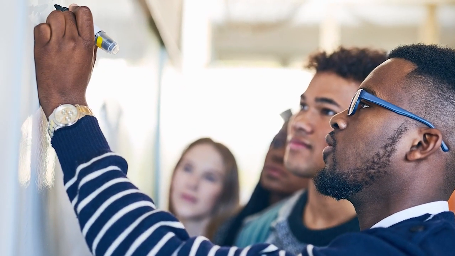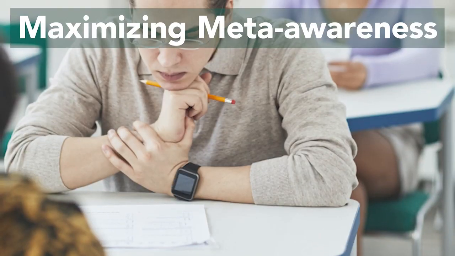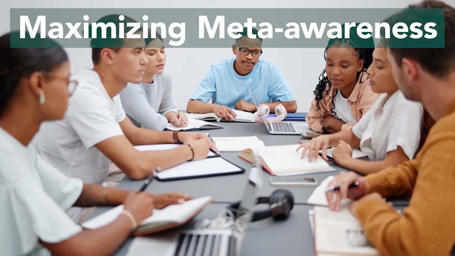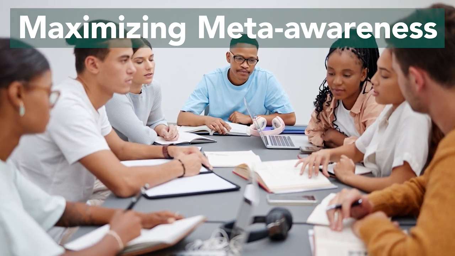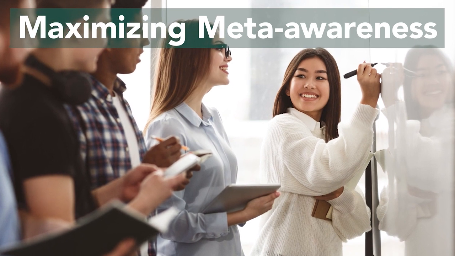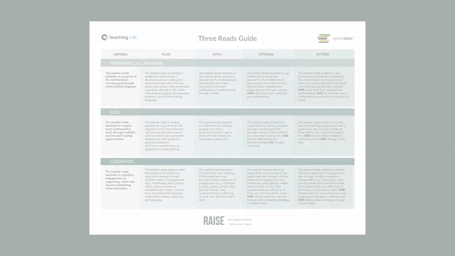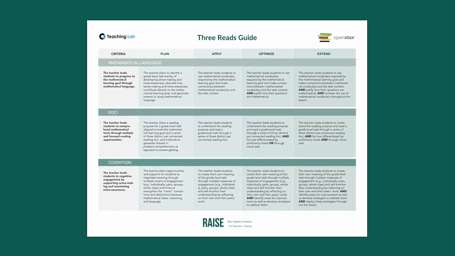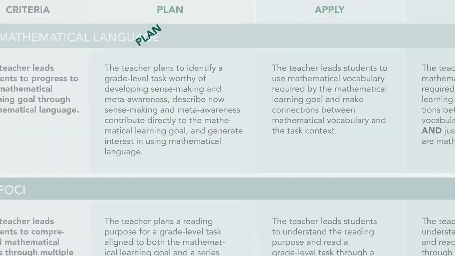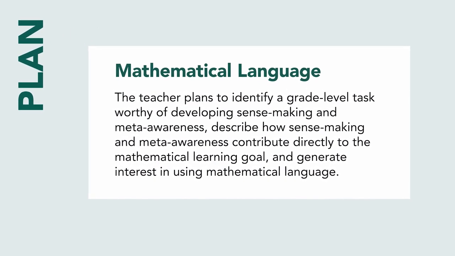Concurrently, we facilitate opportunities for students to maximize their meta-awareness. That's the conscious thinking about their own thought processes and language use. This looks like students using and refining their mathematical language during conversation to be better understood and to access the mathematical thinking of their peers. Great instruction starts at the planning level, and while we'll look at all three criteria in this process, we'll zoom into the process of planning for mathematical language.